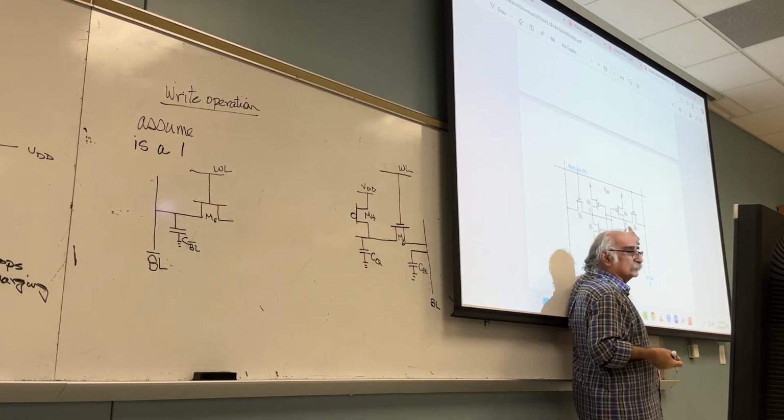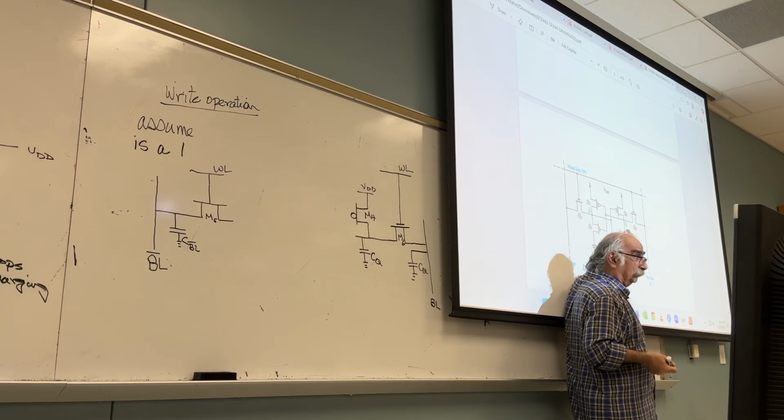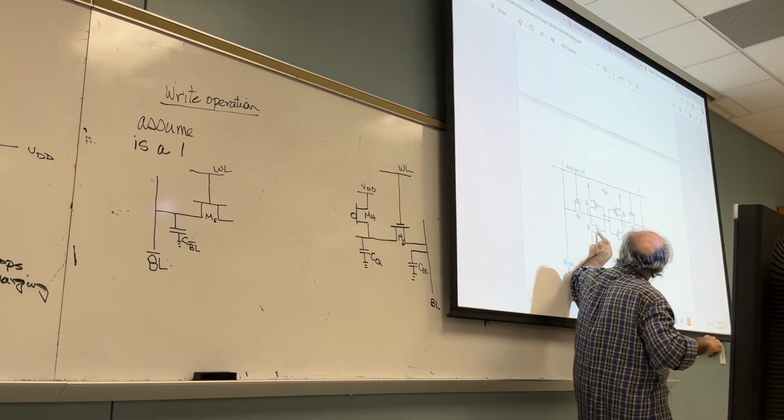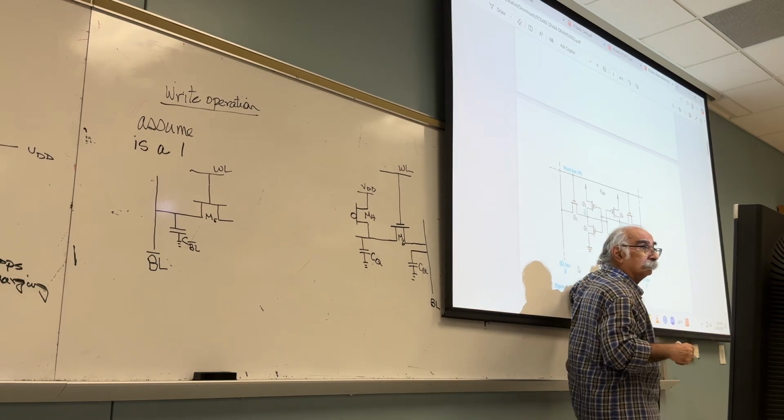Remember, what did I assume? So Q is VDD, 1. Which means what? It's on. Q1 is on. So.